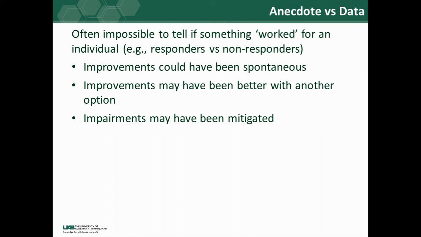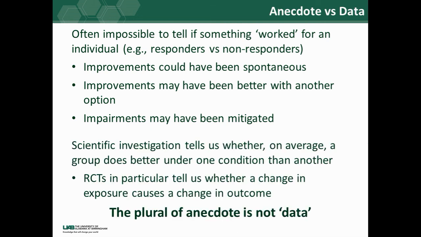So the idea of looking at an anecdote and the individual makes it very difficult because when we think of things in a scientific context, we think about determining whether, on average, a group does better under one condition than another. And RCTs in particular tell us whether a change in exposure causes a change in outcome, and that gives rise to the little phrase that the plural of anecdote is not data.